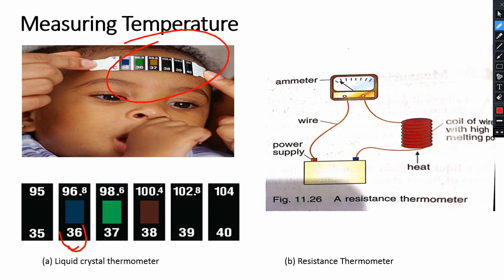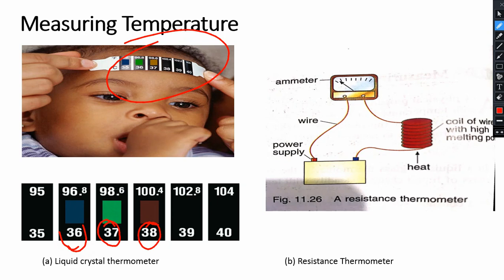And at 37 degrees Celsius, it will show you a color that is almost near to green, okay. And at 38, it will show you a color like brown. Now what is the basic principle here? These crystals are in liquid form, so when you give them temperature, they expand. When they expand, they give you color, okay.